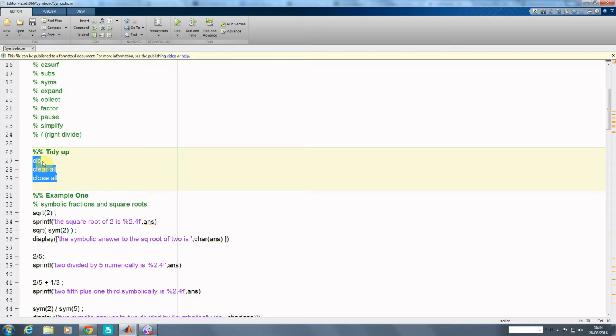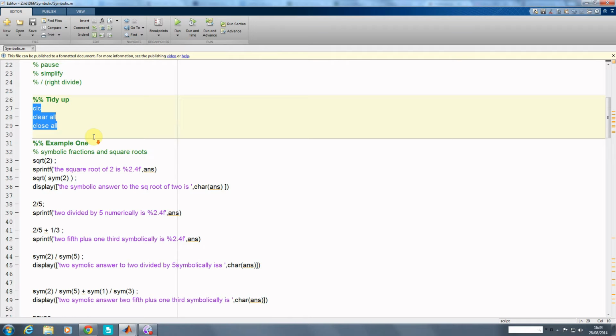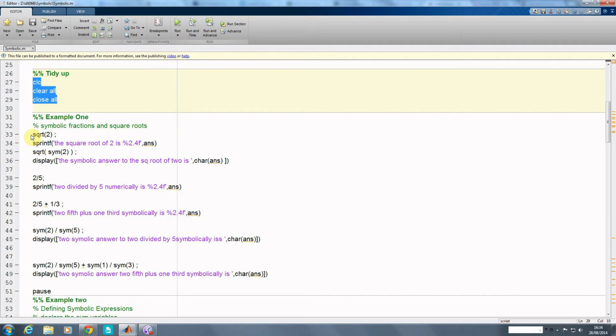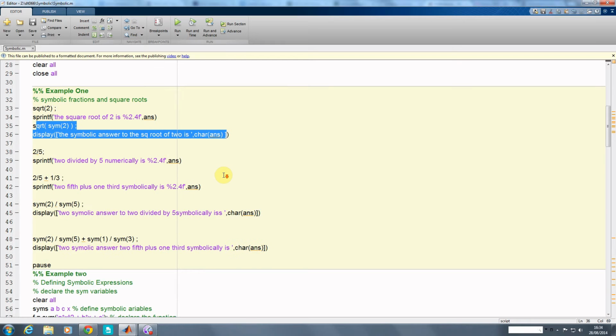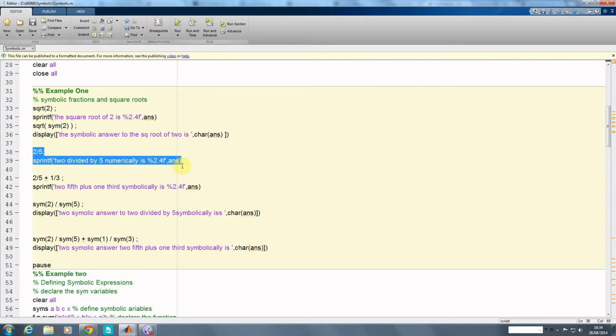We've seen this before. CLC clears the command window, clear all clears the workspace, and close all closes figures. If we slow down here a bit, that's the numerical answer to the square root of 2, and that's the symbolic answer to the square root of 2. And there is the symbolic answer to 2 over 5. So let's run that bit.